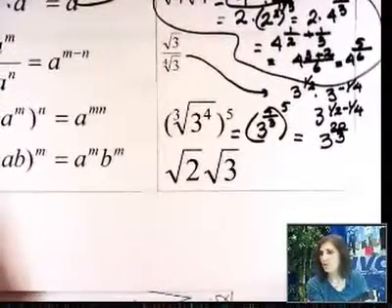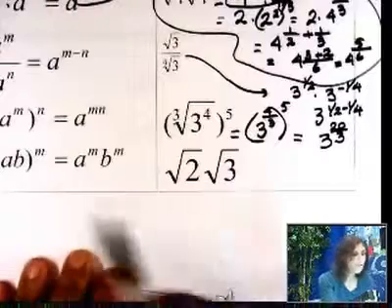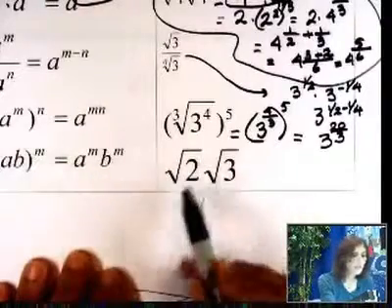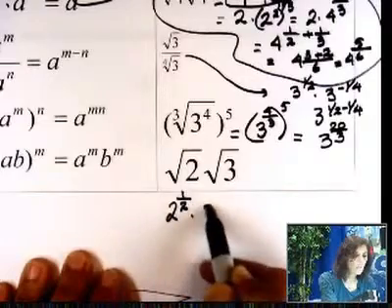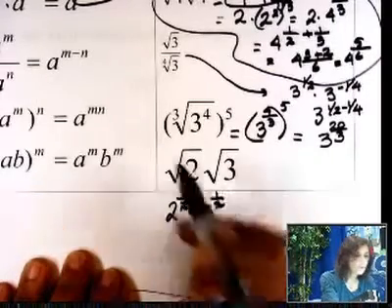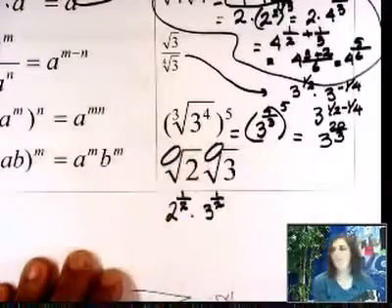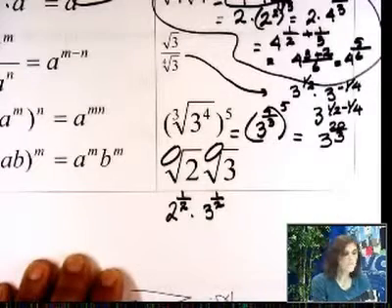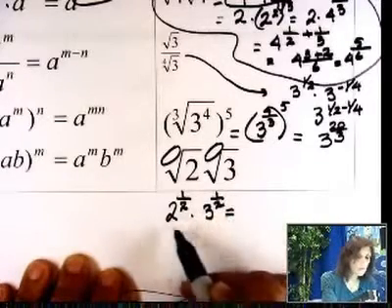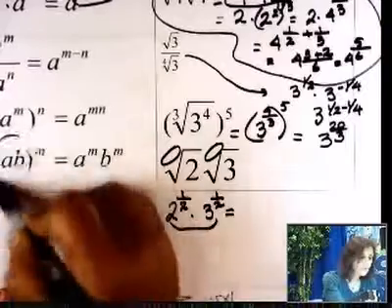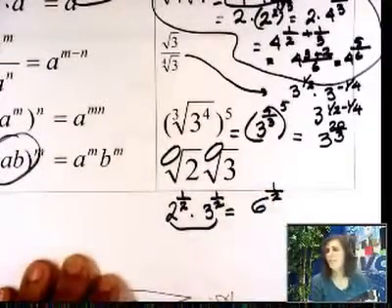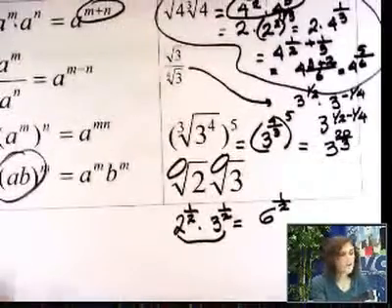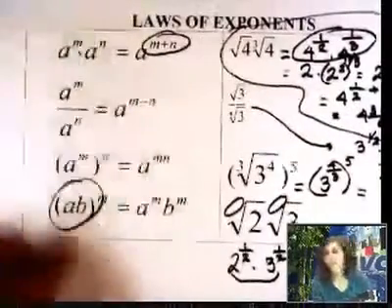Let me make sure everything is in here. What happens when the index is the same? Look, 2 to the 1/2, 3 to the 1/2. In other words, these indices are the same. Can you put them together? Absolutely. Watch. You can put these two together with this rule. So that is 6 to the 1/2. All right? So be familiar with these four rules.